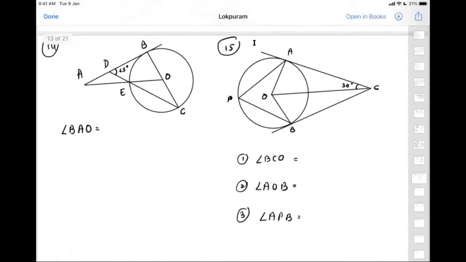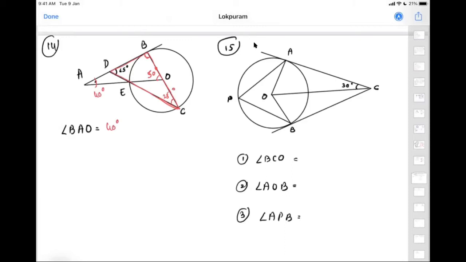Fourteenth. We have to find BAO, this angle. So angle 65 is given. We know this is 90 degree. If 90 and 65, then by taking this red triangle, we can get this as 25 degree. So if this is 25, the angle at the center will become 50 degree. So 50 and 90, this will become 40 degree. I think you understood.